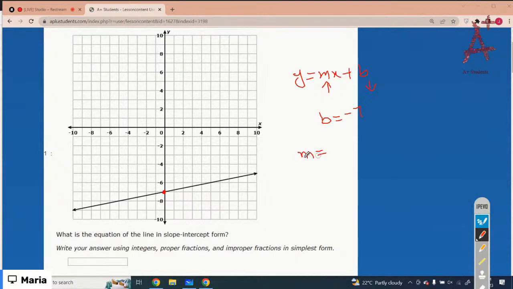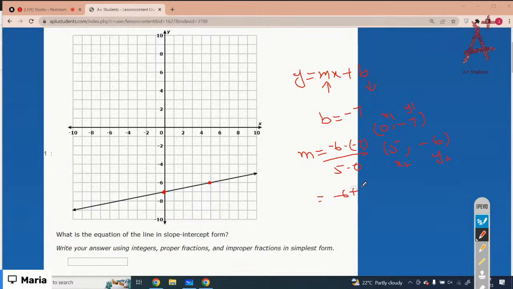For the slope, you have to find any 2 points on the graph. Let's suppose this one and this one. These 2 points I'm using to find the slope. One of them is -7, that means x is 0 and y is -7. And at this one, x is 5 and y is -6. Just use these 2 points to find the slope. Got it? It would be x1, y1, x2, y2. y2 minus y1, that is -6 minus -7, divided by 5 minus 0.